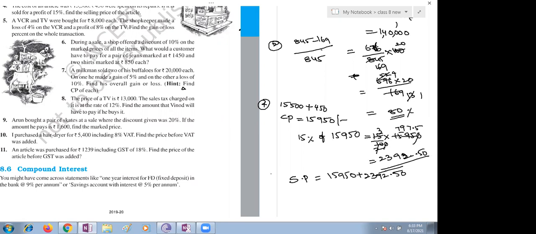Exactly. 145 rupees is the discount on jeans pants. Coming to shirts, how much, children? 850 plus 850, it's 1700. Ma'am, 170 rupees. 170 plus 145. Ma'am, 315, I think.